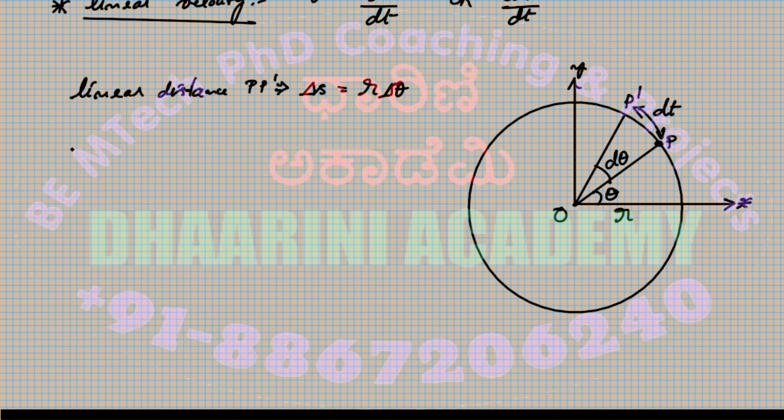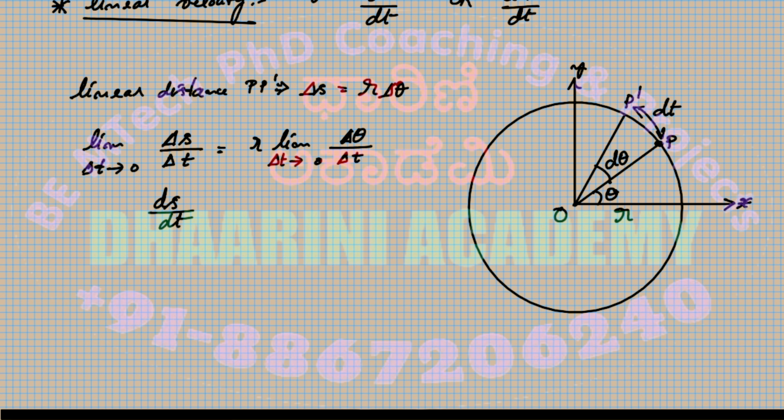So if I try to take limits on both sides, that is limit delta t tends to 0, this is delta s by delta t, which should be equal to, once again, r into the limit delta t tending to 0 of delta theta divided by delta t. So the left hand side is ds by dt, right? Because that's the definition of derivative: limit delta s by delta t is ds by dt.